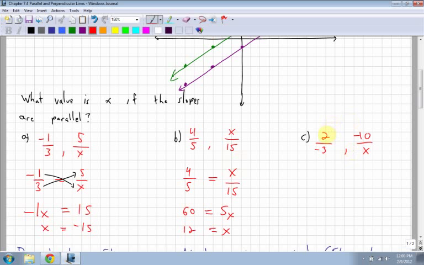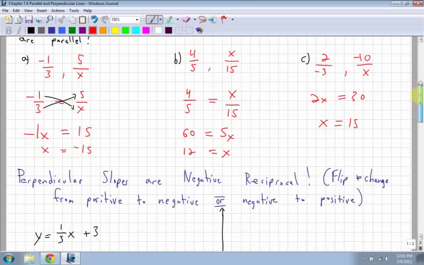Last one, 2 to -10, I know is multiplied by -5. I'm going to have to multiply the bottom by -5, so I should get a 15 on the bottom, not a -15. Be careful of that. Or if you do the long method, 2 times x is 2x. -3 times -10 is equal to 30. Divide by 2, and I'm left with x is equal to 15.